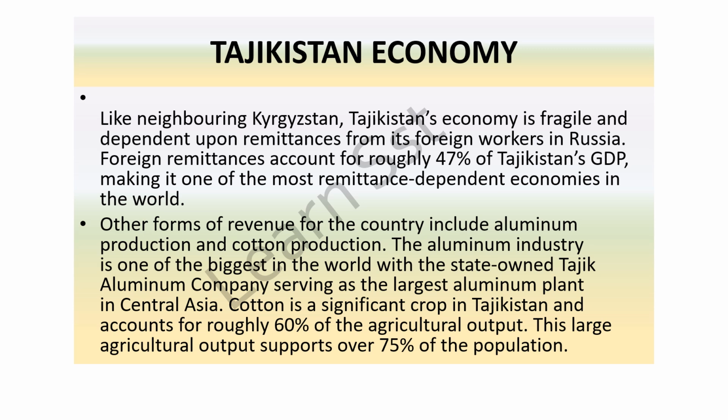Cotton is a significant, a very important crop in Tajikistan, and it accounts for roughly 60 percentage of the agricultural output. This large agricultural output supports over 75 percentage of the population. That means the main occupation of the people is still agriculture in this region, and cotton is being called the white gold, and there are about 75 percentage of the population dependent on agriculture. So it's a big figure.